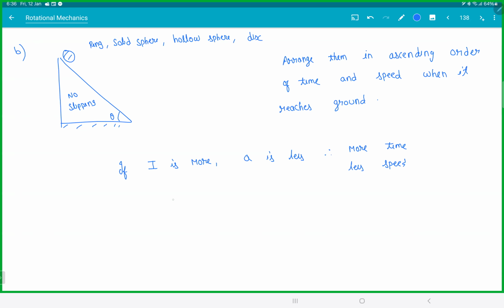So if you see in this order of time taken, the one with the most moment of inertia is whom? Ring. The ring will take the maximum time. Then follows the hollow sphere, 2 by 3 is 0.6. Then disk. Then solid sphere. So solid sphere will reach first. Similarly, if we talk about velocities, it is reverse: V ring, V hollow sphere, V disk, and V solid sphere. Please check.